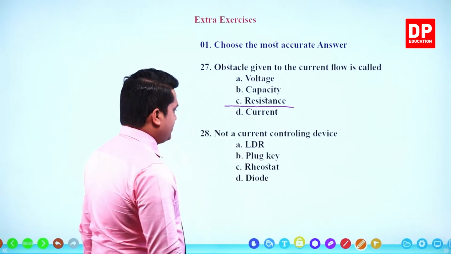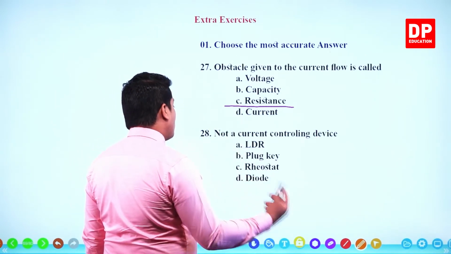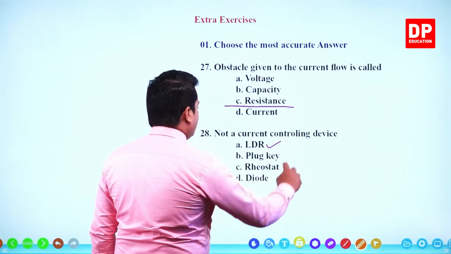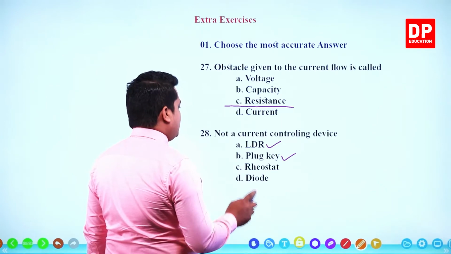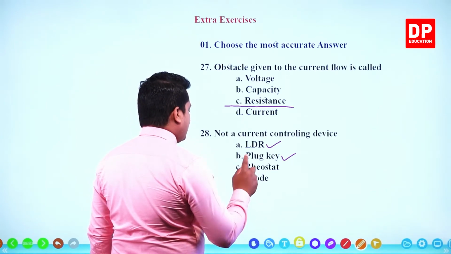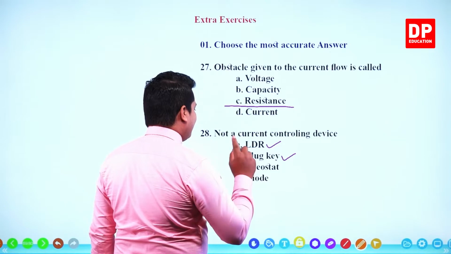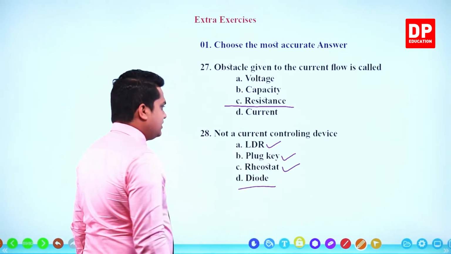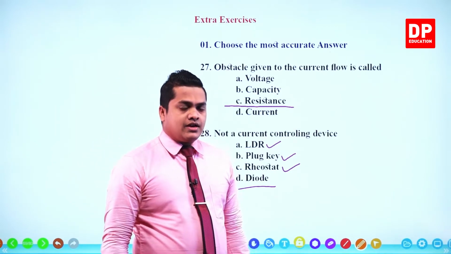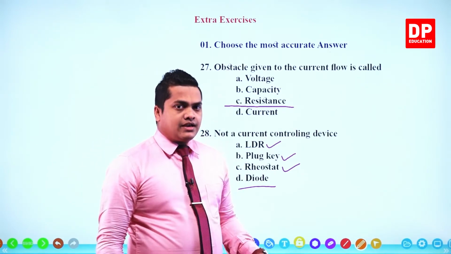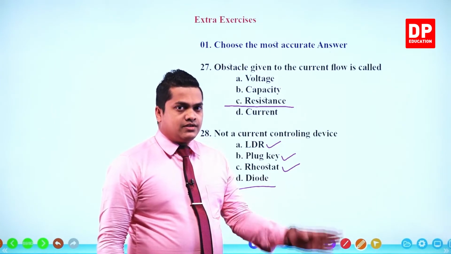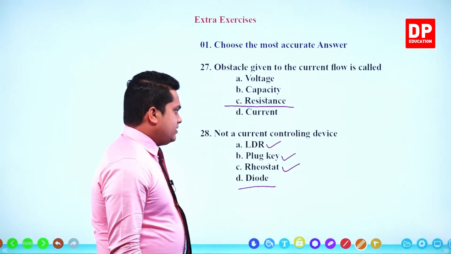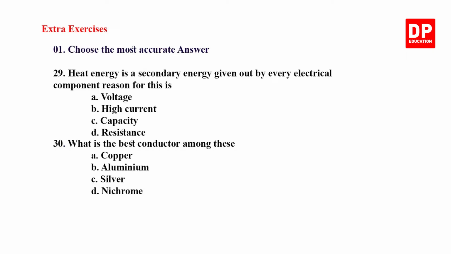So my dear children, LDR, light dependent resistor. If it is a resistor, then it is correct. Plug key, a type of switch, correct. Rheostat, a type of resistor, and we can control the current up to a certain desired value, correct. Diode is the answer. In a diode, we can't control the current, but we can direct the current in one certain direction. That's it. We can't control it.